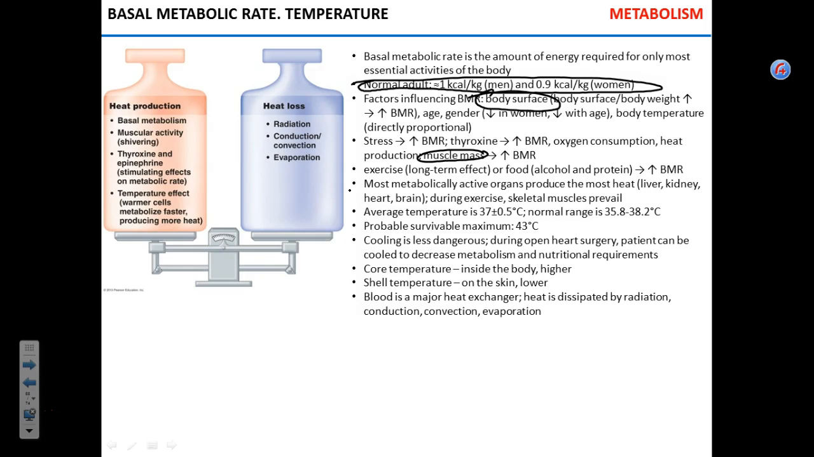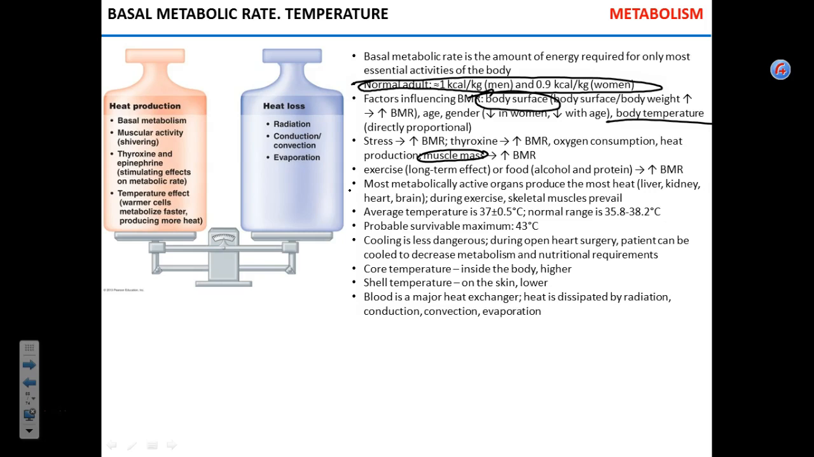Females have lower BMR, but you have to appreciate that when we compare male and female, we presume that we compare male and female with the same body composition. Does that make sense? Like, if you compare an average male with a female athlete, the athlete will have higher BMR because of the high percentage of muscle mass. Body temperature.